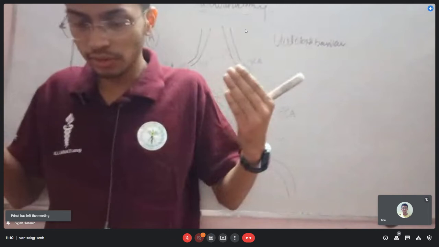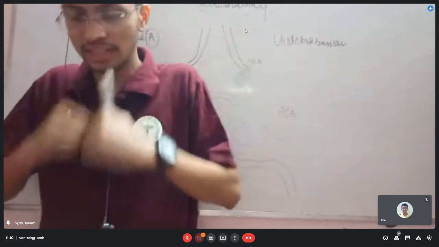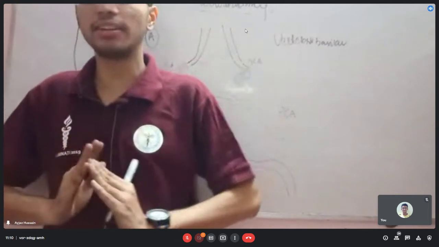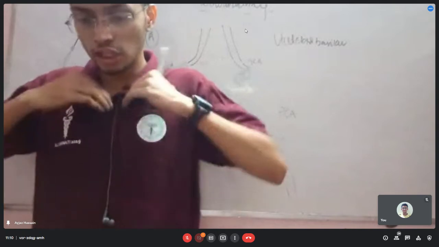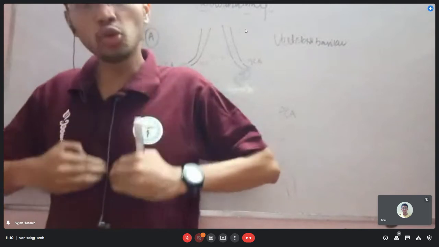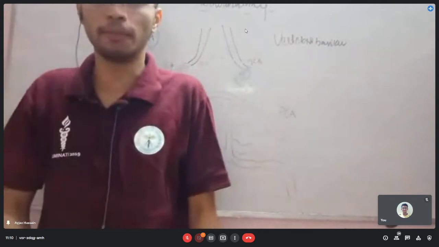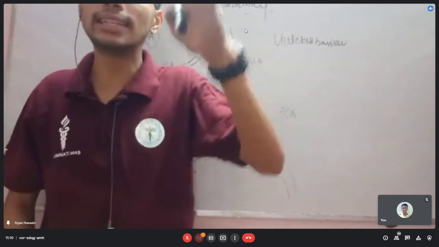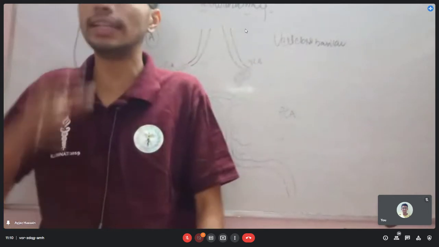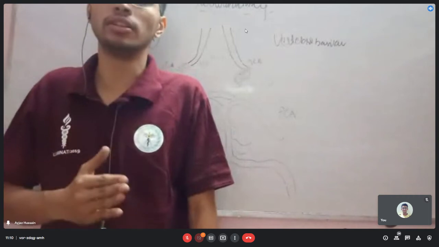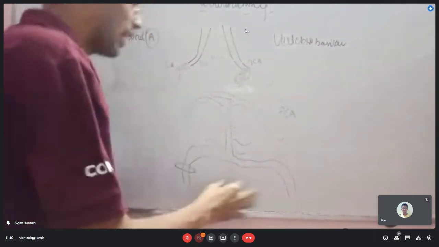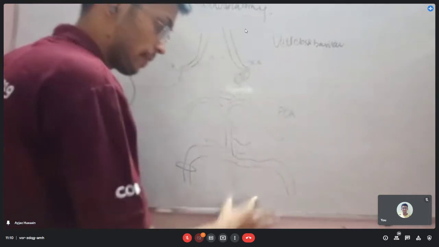What happens is that two vertebral arteries join to form one anterior spinal artery which goes downwards, and one basilar artery which goes upwards. This anterior spinal artery will continue throughout the entire vertebral column and supply the anterior part of the spinal cord. So this is the unpaired anterior spinal artery.